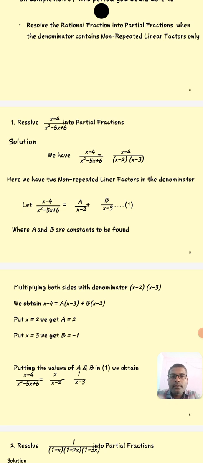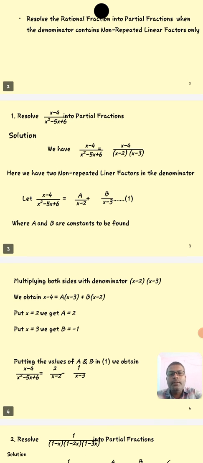Okay, here we have two non-repeated linear factors in the denominator. You observe how many non-repeated linear factors are there? Only two factors. Those are x minus 2 and x minus 3. Here two factors are there, but these two factors are not repeated. These are called what? Non-repeated linear factors.